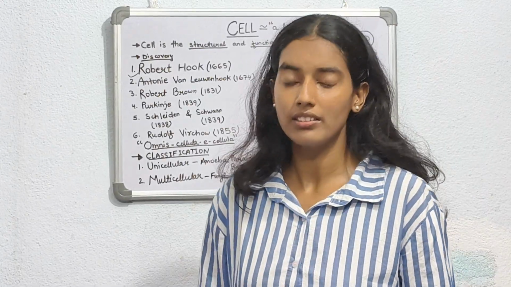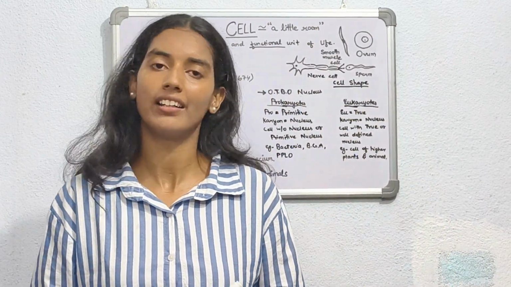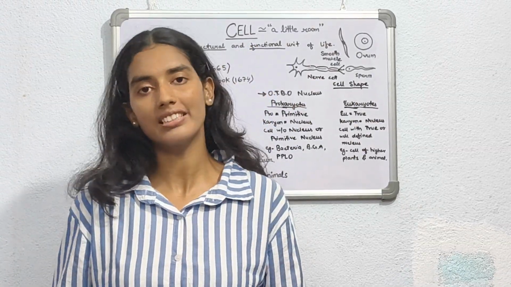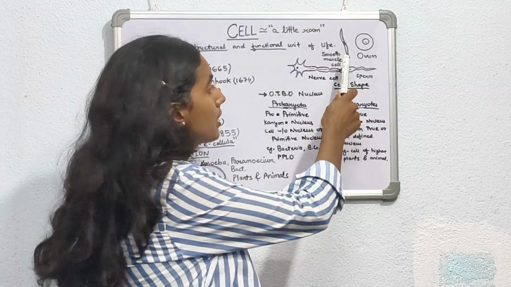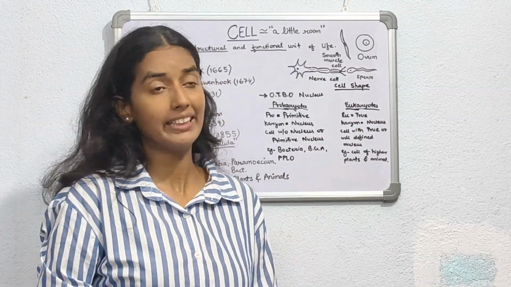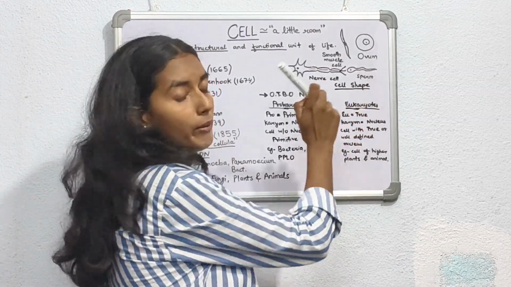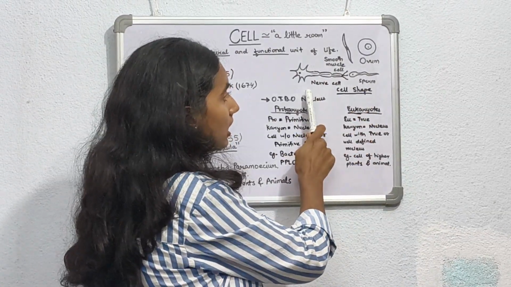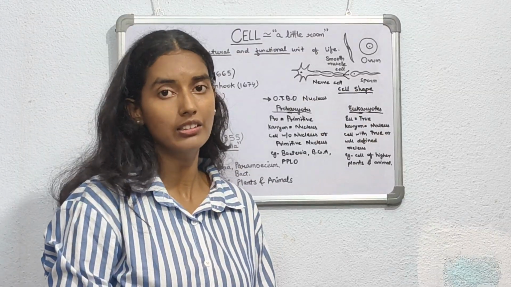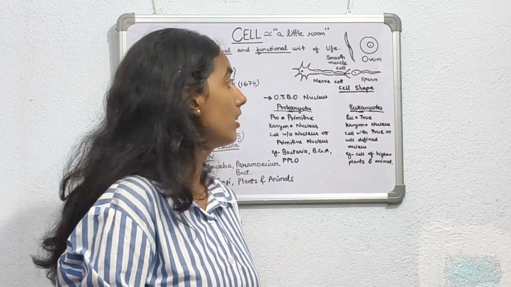Now as we know, cells are of different shapes and sizes. Now let's talk about the shapes of a cell. For example, a smooth muscle cell is of spindle shape. Ovum is of spherical shape. Sperm cell and nerve cell are of distinct shape.